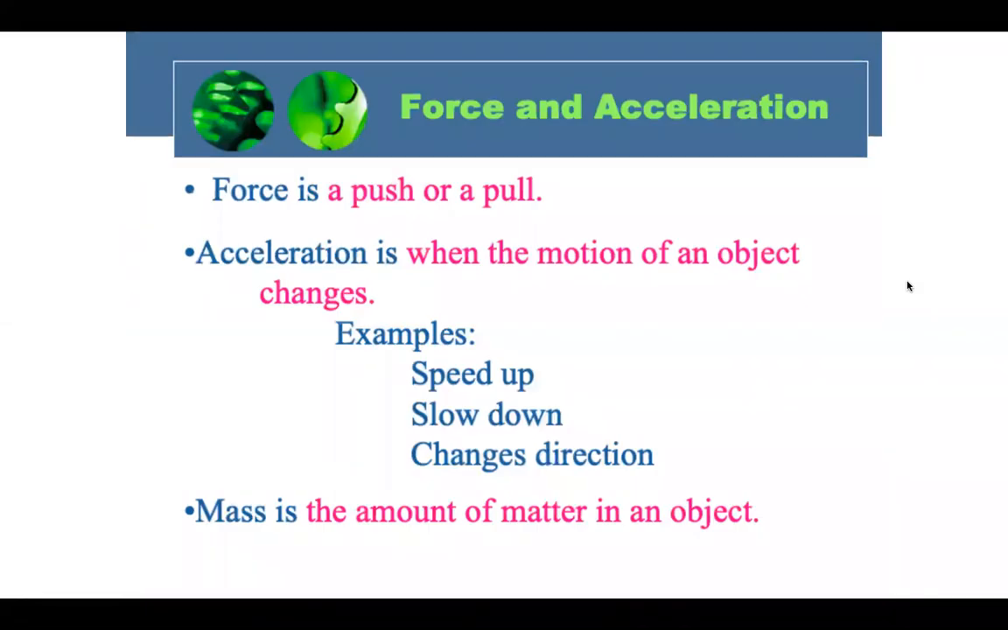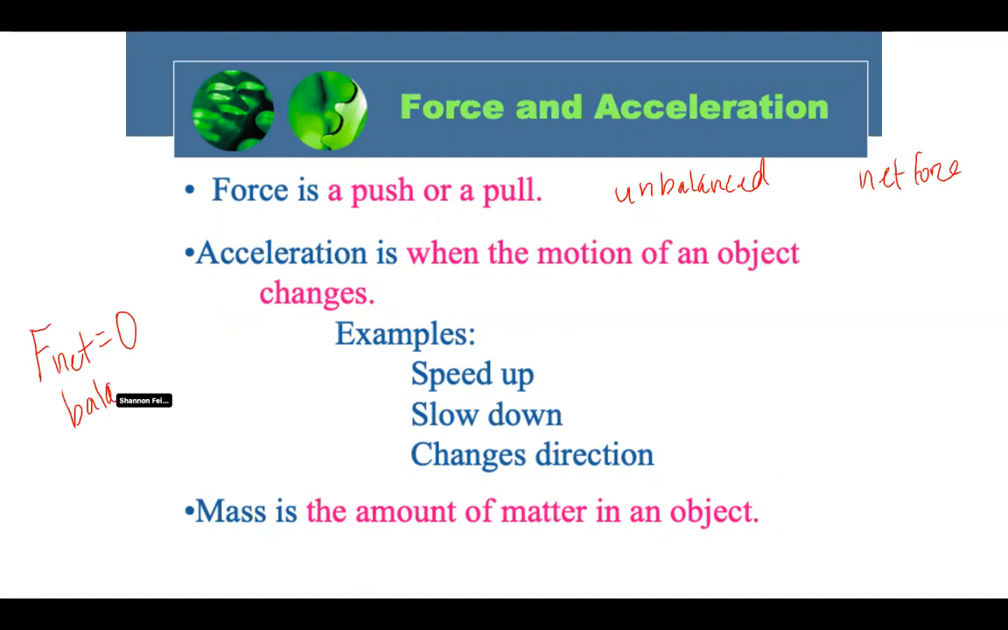We know that acceleration is that change in velocity. So in order to speed up, slow down, or change direction, you don't just need a force, you need an unbalanced force. And what we're really going to do here is call that a net force. We're going to say that if the forces are balanced, the net force is zero. So we can write F net equals zero if we have a balanced force. And if we have an unbalanced force, we'll have a net force not equal to zero, and that's going to produce some sort of change in velocity.